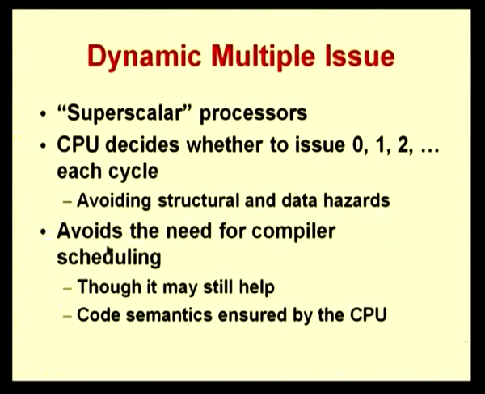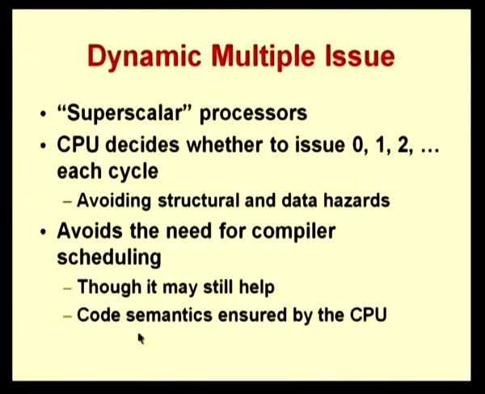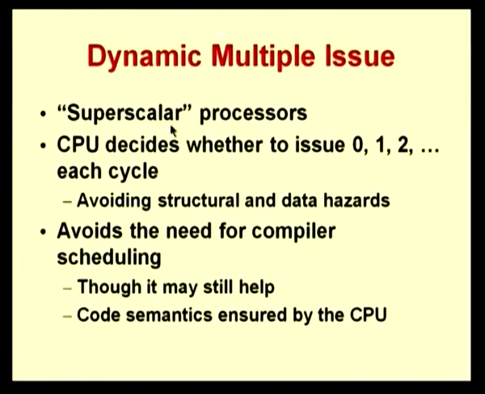The advantage of going for dynamic multiple issue is that you avoid the need for compiler scheduling, though of course, as we always say, it will still help. If the compiler schedules it and gives it to the processor, it becomes easier for the processor to do it. So, it can help, but the responsibility of maintaining the code semantics, that is, making sure that the code executes correctly, is primarily with the CPU. That is what we look at when we talk of dynamic multiple issue. The term that we use is superscalar processors. Typically we say superscalar processors when we talk of dynamic multiple issue, and when we talk of only static multiple issue, we talk about VLIW processors. Normally we talk about VLIW versus superscalar. So, superscalar is what we are going to look at now.